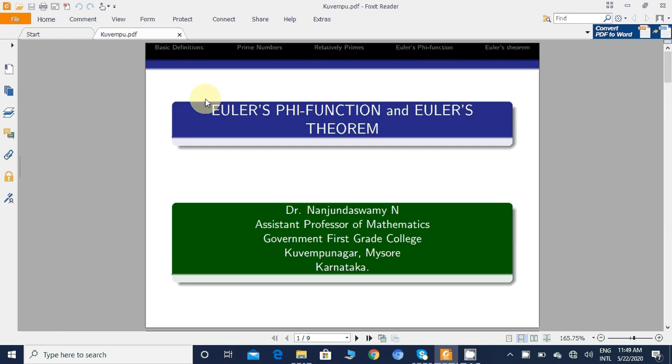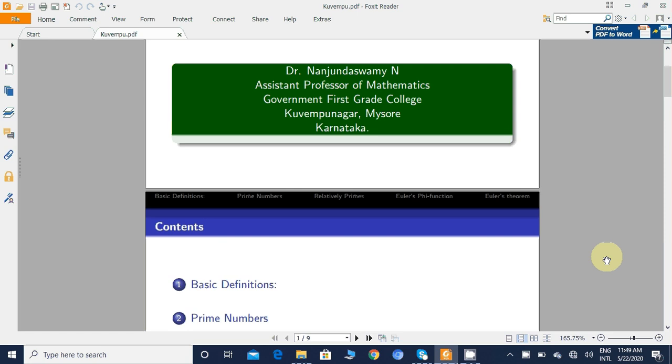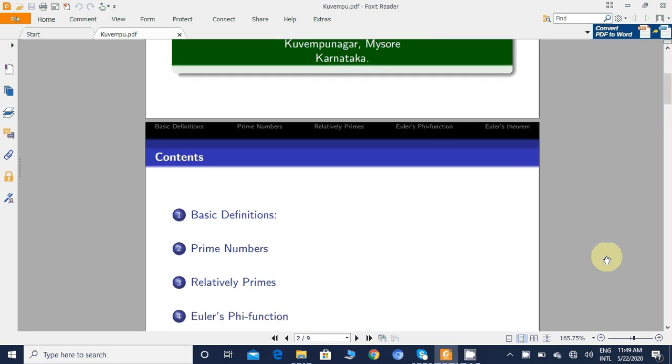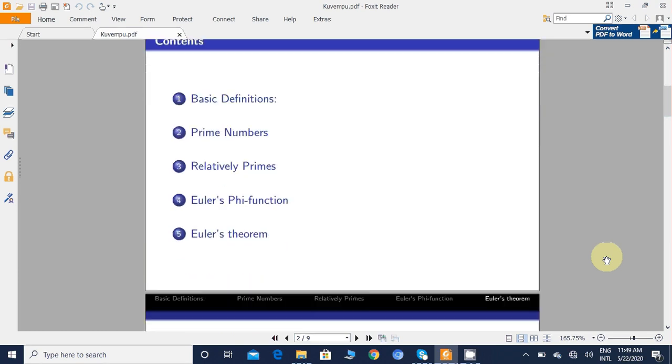Good morning, students. I am going to teach Euler phi functions and Euler's theorem. Before that, I am going to introduce some basic concepts on the Euler function. The first one, prime numbers. The second one, relatively primes.